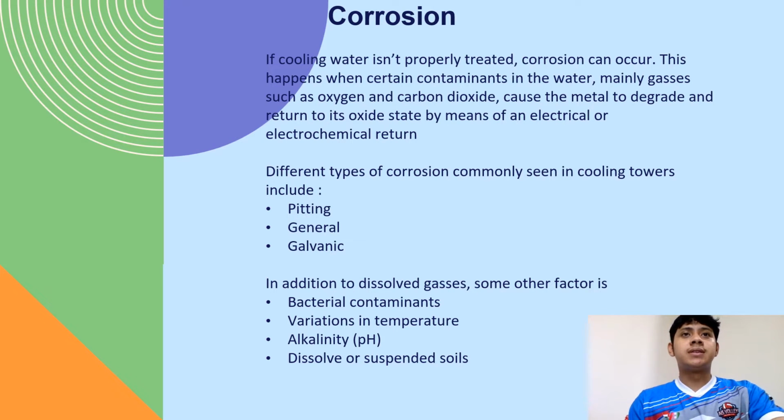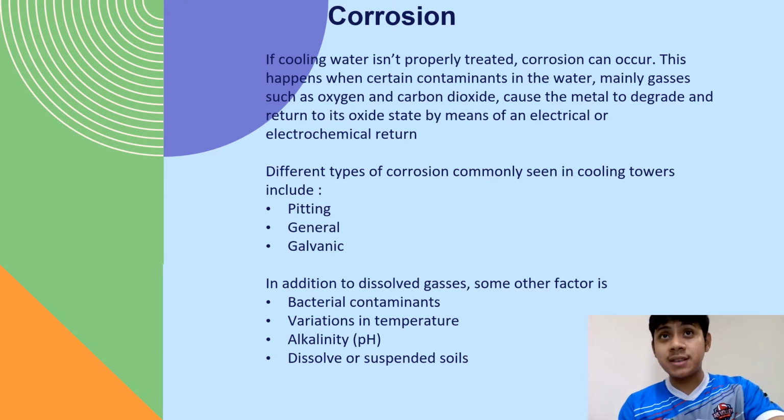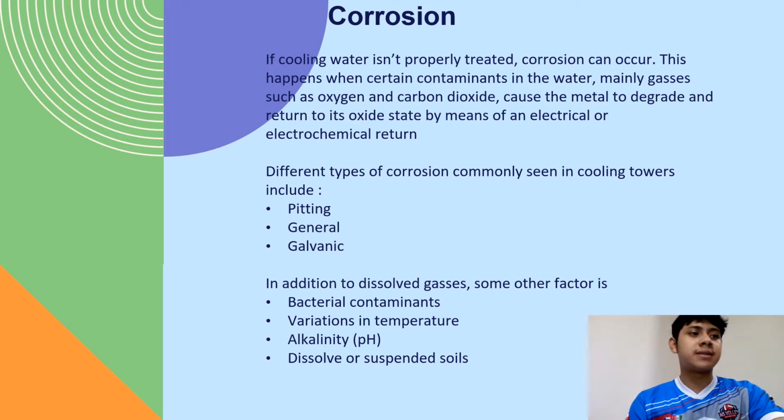Corrosion. If cooling water isn't properly treated, corrosion can occur. This happens when certain contaminants in the water, mainly gases such as oxygen and carbon dioxide, cause the metal to degrade and return to its oxide state by means of electrical or electrochemical return.